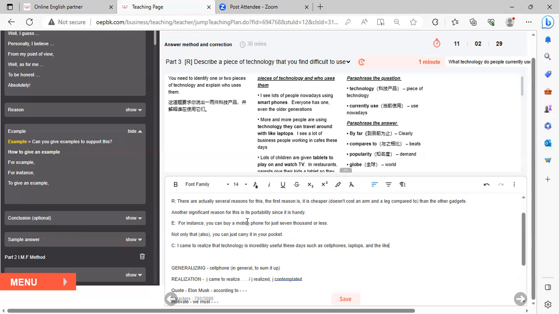Etc. is suitable for writing, not in speaking. And the like is more suitable.